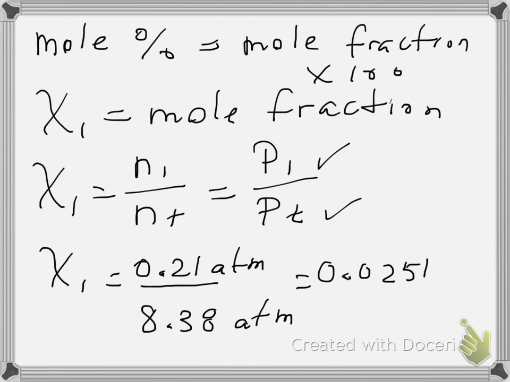Now that's the mole fraction. So this is the mole fraction. And then if you multiply that by 100, so 2.5% oxygen. So that would be the mole percent of oxygen. In other words, it's going to be a much smaller portion of the whole thing at that higher pressure than it would be at room pressure.